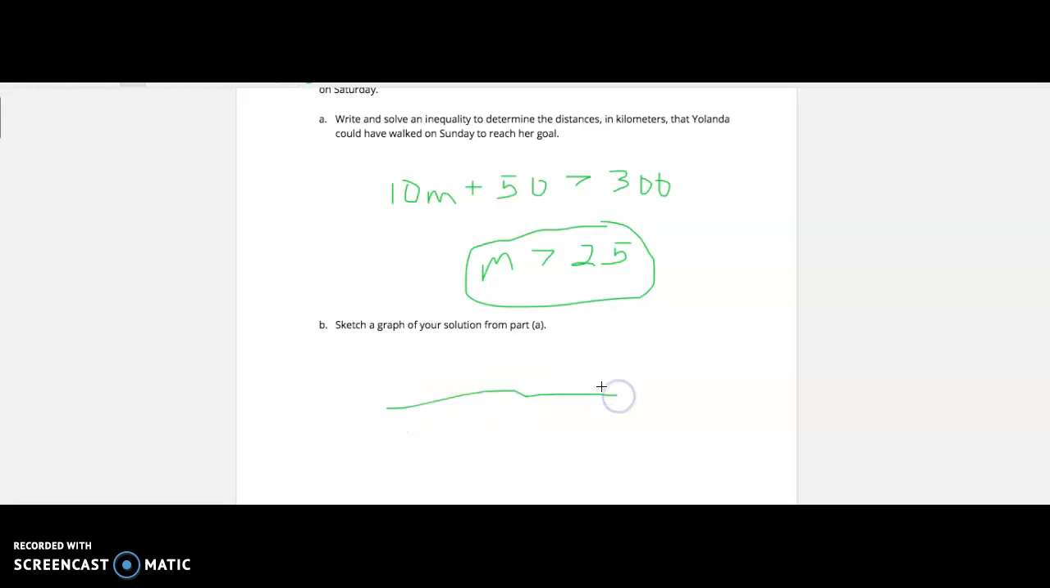So if we sketch this graph, let's say this is 20. Oops, this is 25. The circle is going to be left open because there's no line underneath. And since it's greater than, the arrow is going to be to the right. So there you have it. There is your answer key.